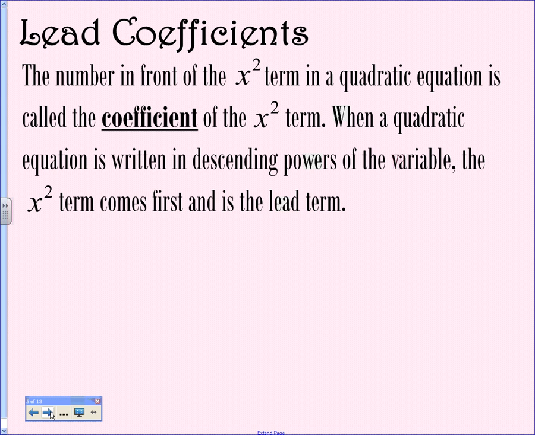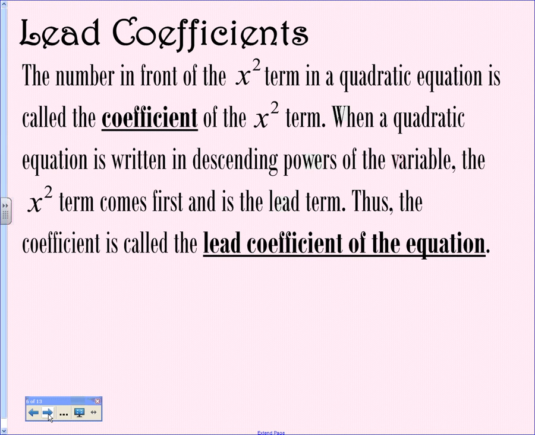So we have this x squared term, we have a coefficient in front of it. If we make that x squared our lead term, the number in front of the x squared is going to become our leading coefficient. Because it's going to be the coefficient that's at the very beginning of the equation. Do you get where the term lead coefficient comes from? You'll see how that works?